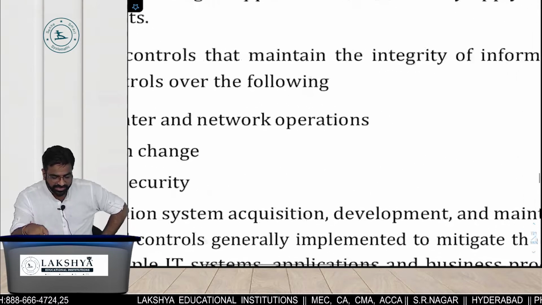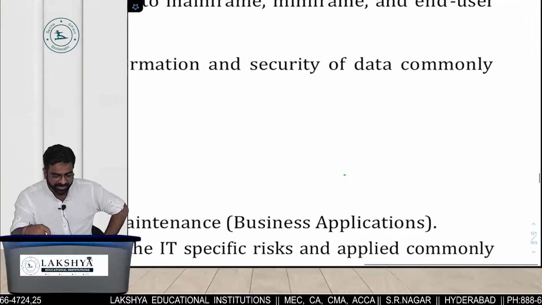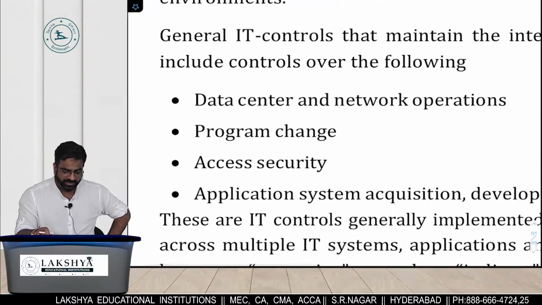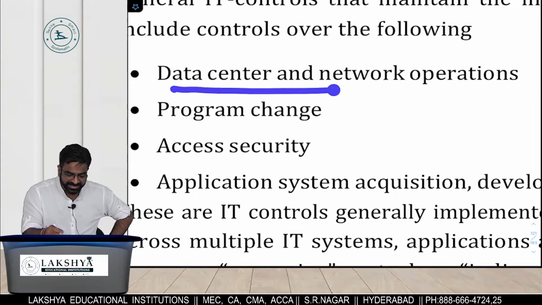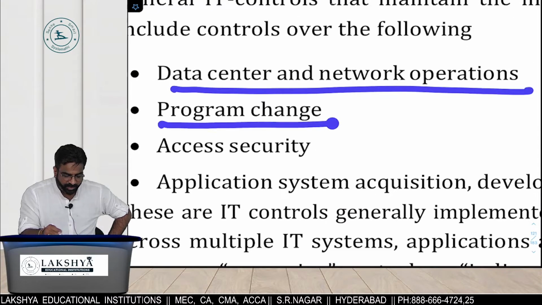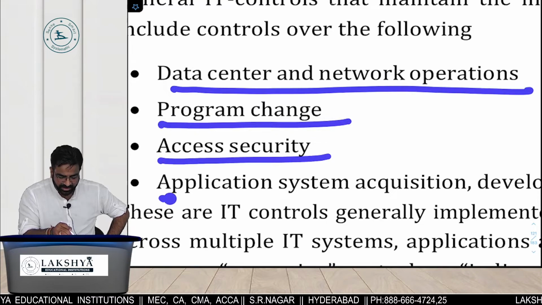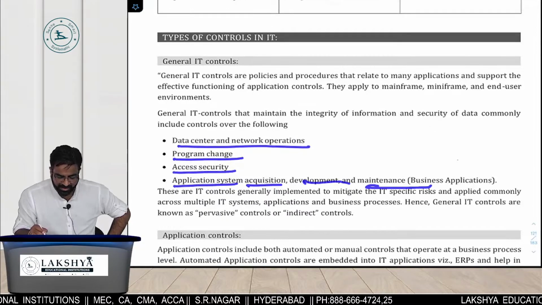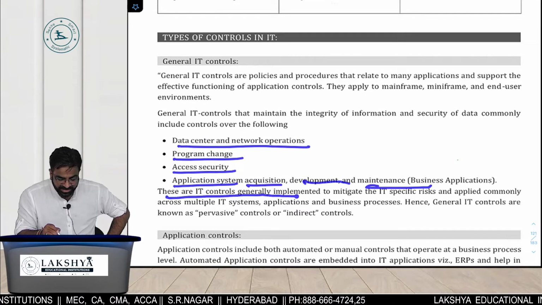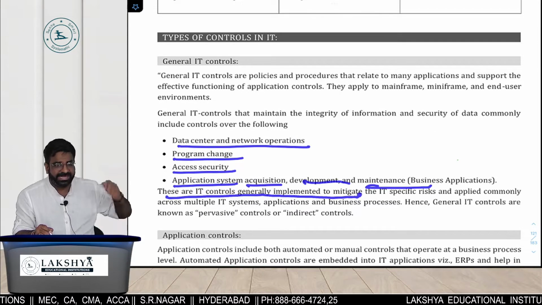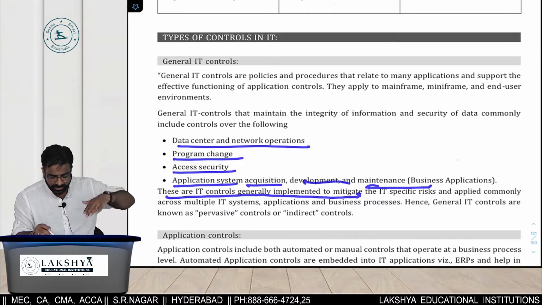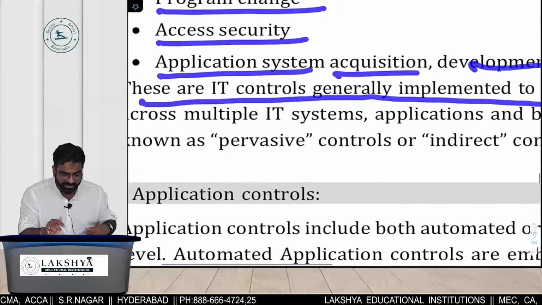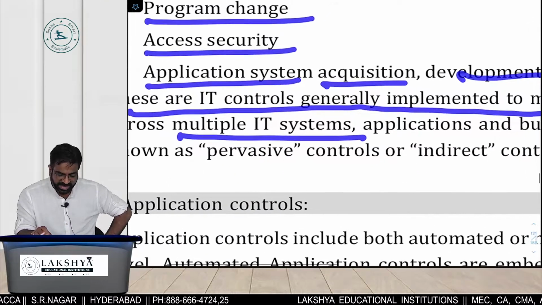General IT controls that maintain the integrity of information and security of what? Data, commonly include controls over the following. What are the controls? Data center and network operations, program change, access security, application system acquisitions and development and maintenance. These are IT controls generally implemented to mitigate. What do you mean by mitigate? To reduce the IT specific risk and applied commonly across multiple IT systems.